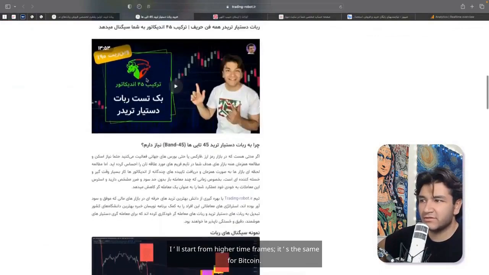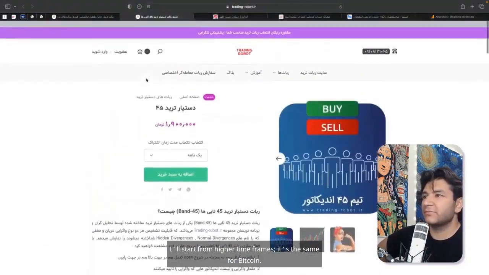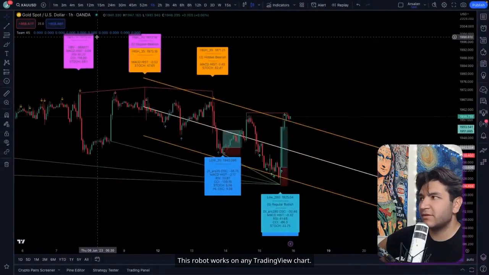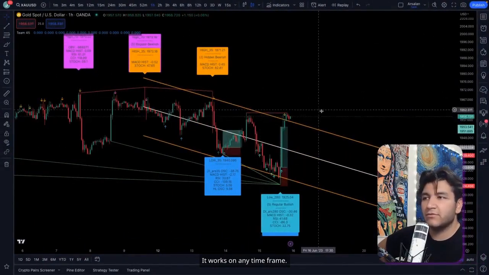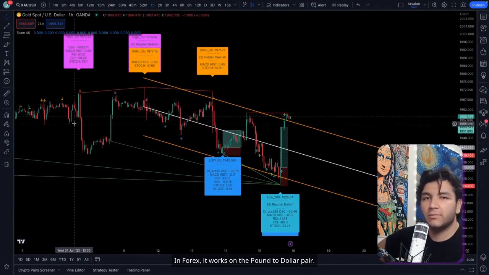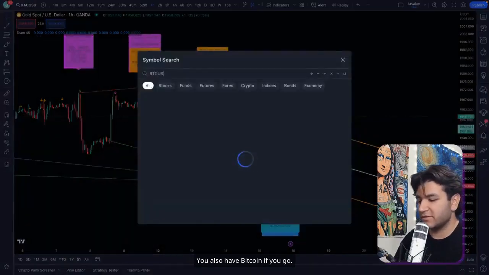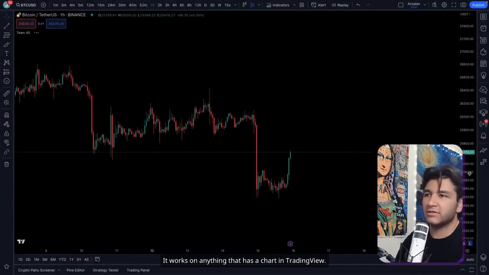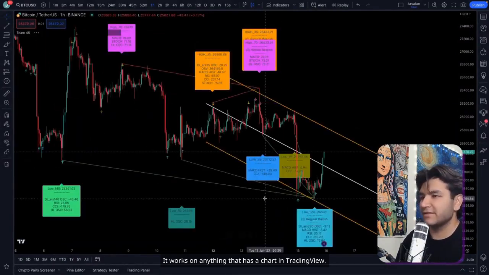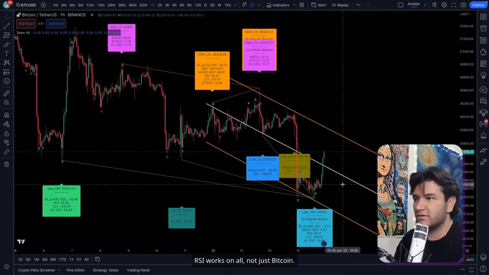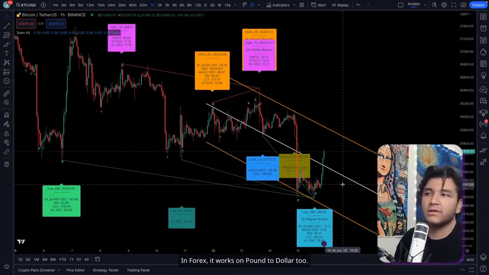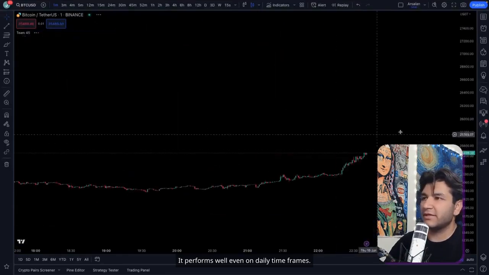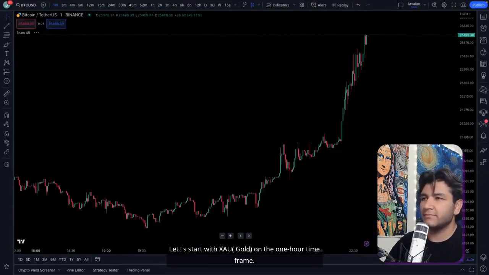I'll start from higher time frames. It's the same for Bitcoin. This robot works on any TradingView chart and on any time frame. In Forex, it works on the pound to dollar pair, and you also have Bitcoin. It works on anything that has a chart in TradingView. It performs well even on daily time frames.